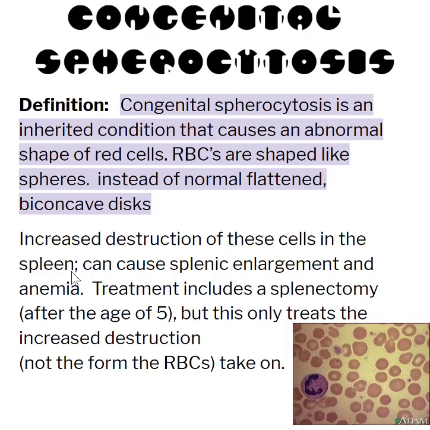Now, because these are congenital, we typically see these patients present very early in childhood, and the best treatment for congenital spherocytosis is to get rid of the spleen. It'll stop the abnormal destruction of the red blood cells, but it doesn't cause the red blood cells to become the right shape anymore. They stay abnormal in shape, but they are no longer being destroyed.